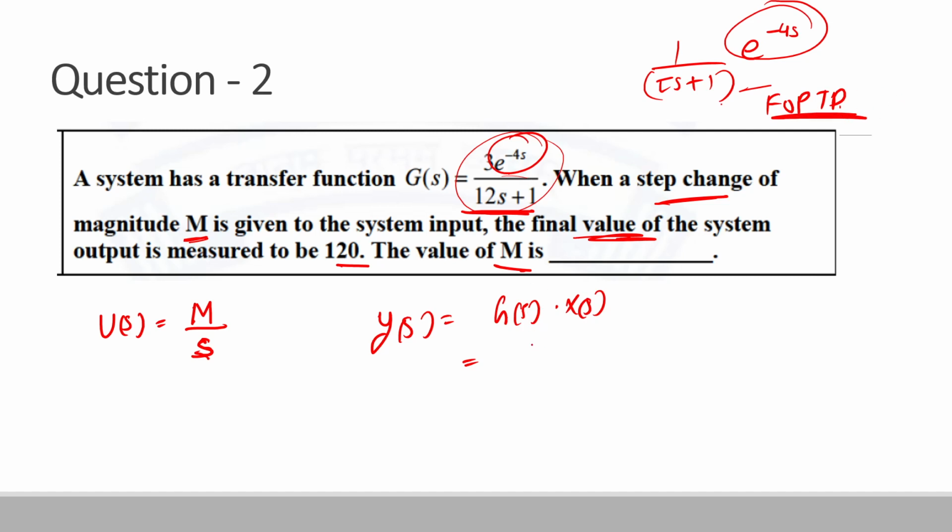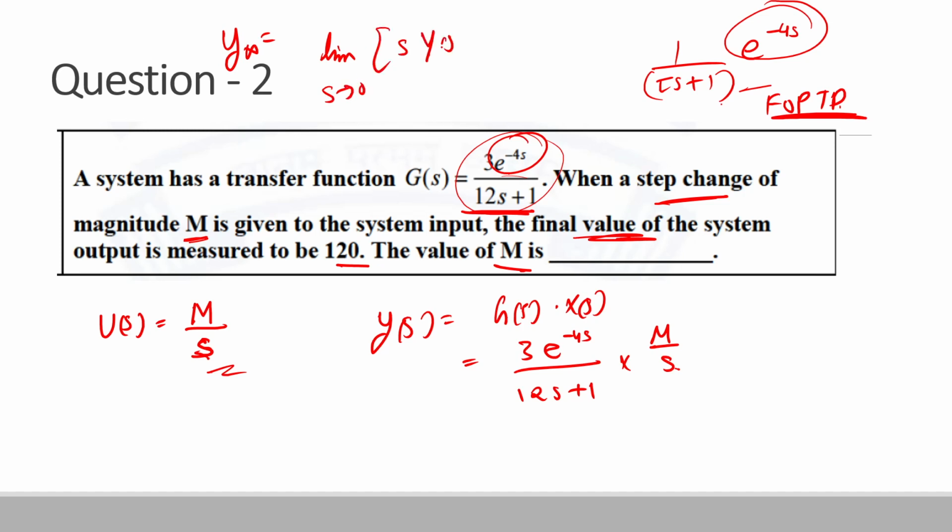So again we can just replace this over here, e raised to minus 4s upon 12s plus 1, and xs was m by s. Now in the earlier class we studied that the final value of the system can be found out by the final value theorem, that states that y of infinity will be limit s tends to 0 of s ys.